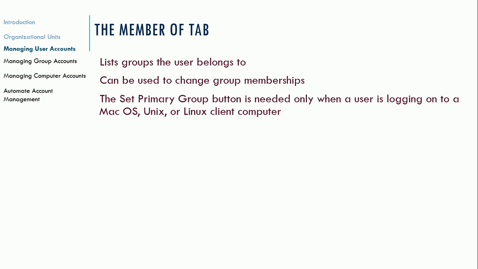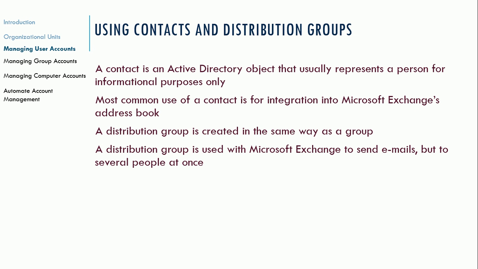There is a checkbox for set primary group, but that's only needed if this particular user is going to be logging in from Mac, Unix, or Linux client computers. If they're only going to be logging in from Windows, you don't have to set the primary group. You don't have to select the primary group button.